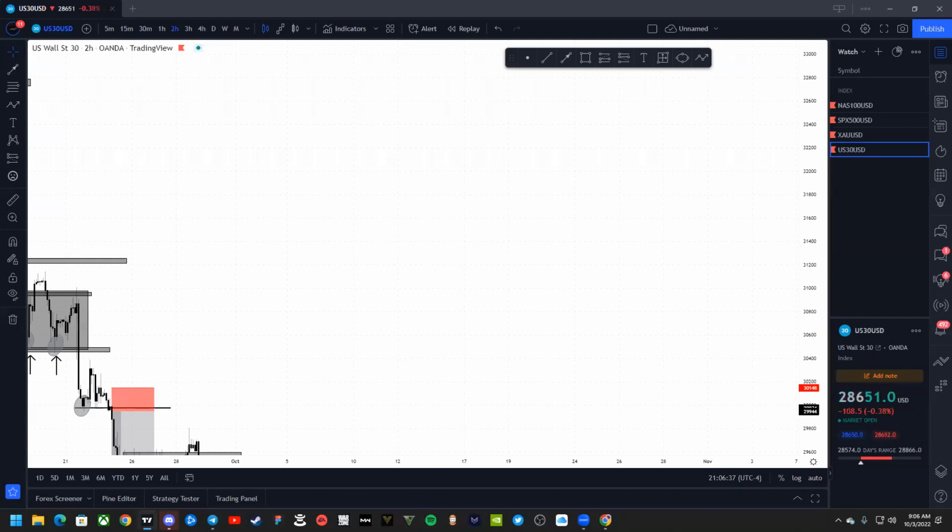What time after 9:30 do you trade? I always trade around 10 o'clock, 10 a.m. What do you think the bottom of NAS is going to be? I don't know. I don't predict the market. I just wait for price to do whatever it does.